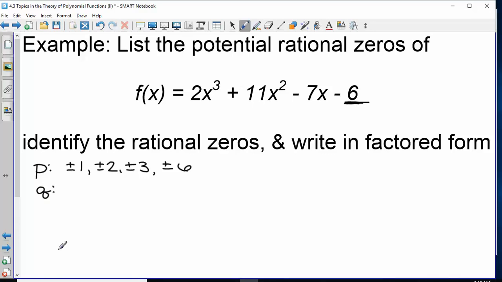Q is the leading coefficient, so that's my 2. Tell me everything that divides 2 evenly. 2 and 1. Now, can we agree it could be 1 times 2 or negative 1 times negative 2? So both of those still need the plus and minus. Now we list the possible zeros.